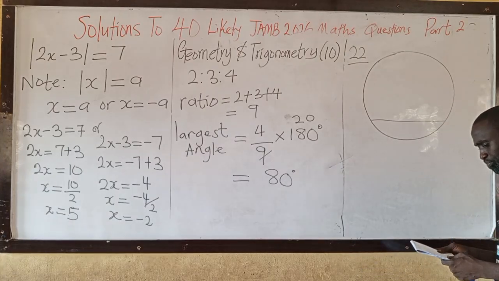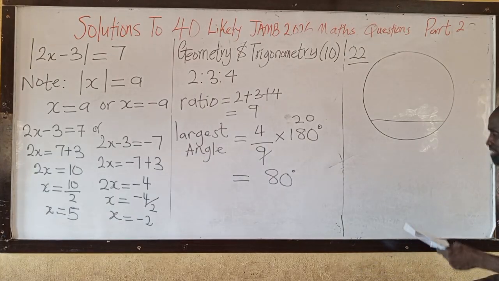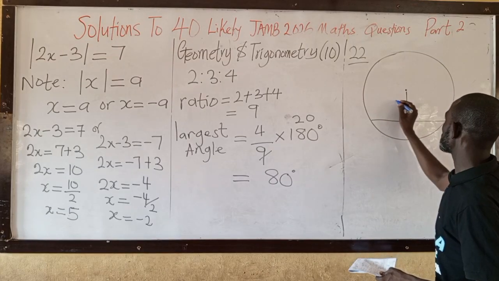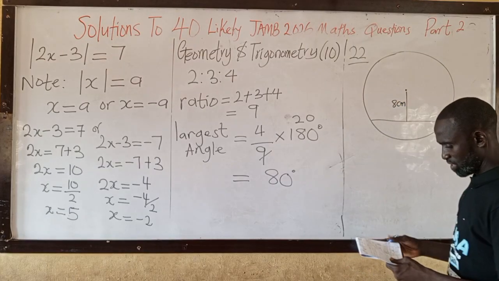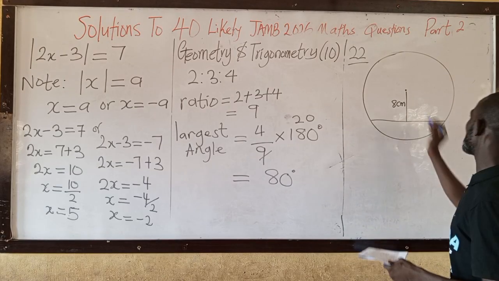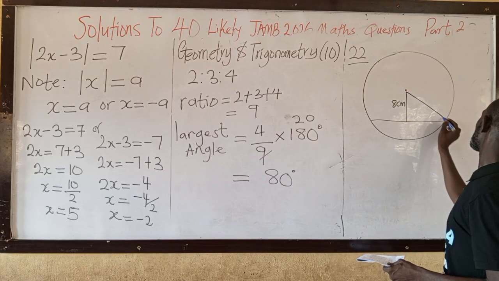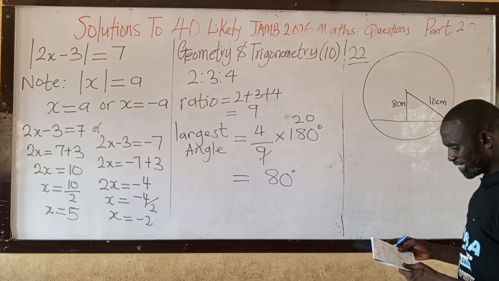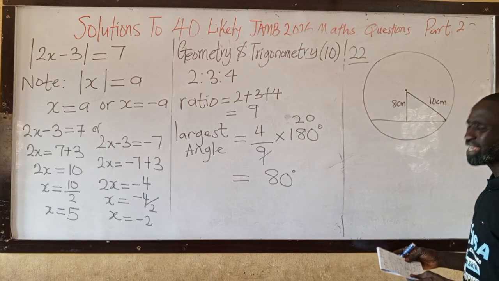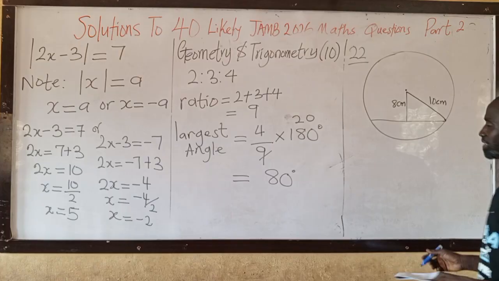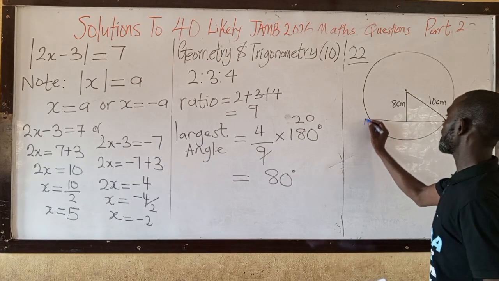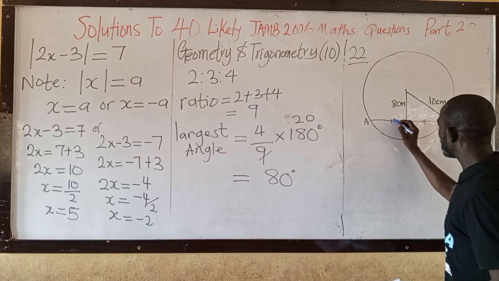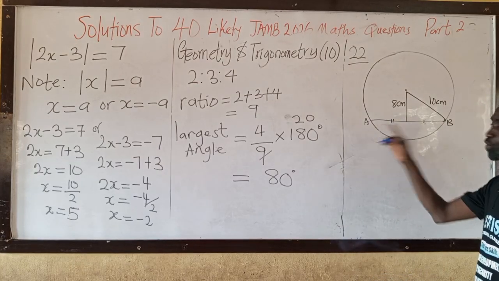So we said a chord is 8 cm from the center of the circle, and the radius is 10 cm. We have to find the length of the chord. Suppose the chord is AB. So this part and this part are the same thing under the chord property.